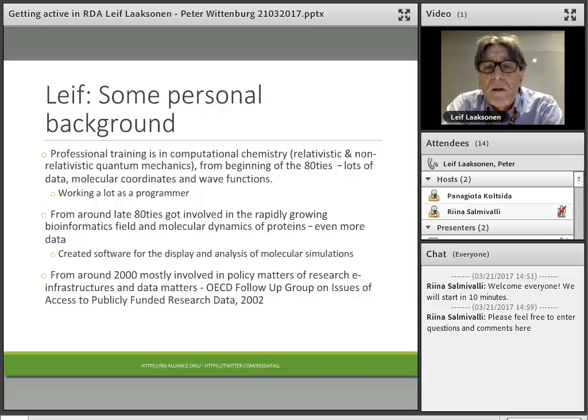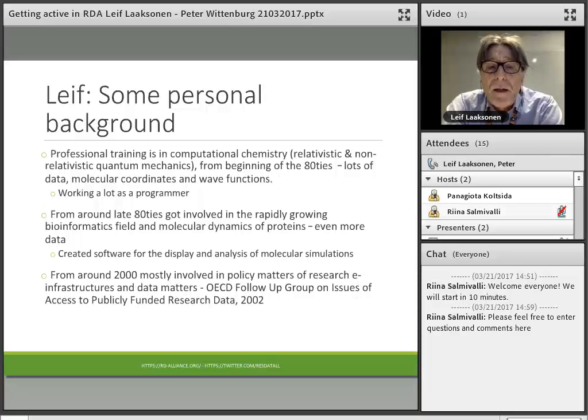I was mostly doing programming. I was sort of a programming engineer, but we created a lot of data. And at the time, we were extremely proud of the big amounts of data we created, mostly, in my case, from numerical simulations, the wave functions, and of course, molecular coordinates, which were not very big size-wise.